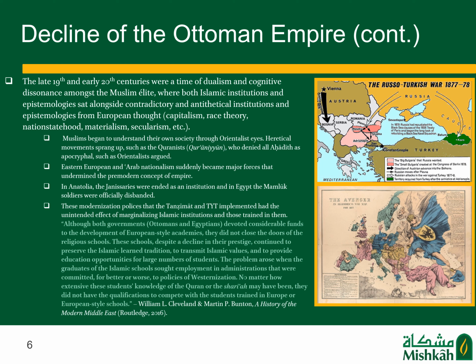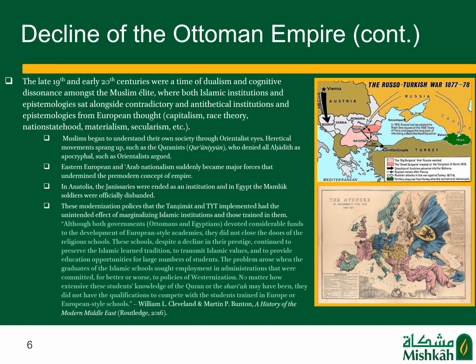The late 19th and early 20th centuries were a time of dualism and, frankly, cognitive dissonance amongst the Muslim elite, where both Islamic institutions and epistemologies, that is, ways of thinking, sat alongside contradictory and antithetical institutions and epistemologies from European thought: capitalism, race theory, eugenics, Darwinism, nation-statehood, materialism, secularism, the list goes on. And these systems of thought started to colonize the Muslim world, where they began to think that race is a natural thing, that capitalism is a natural thing, that nation-statehood is a natural thing, that these things have always existed, which is just historically not true.